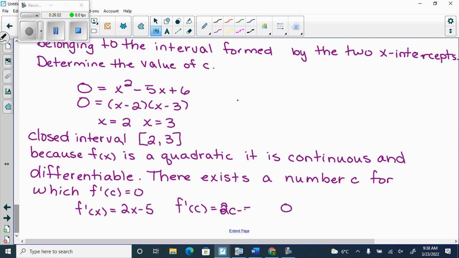Oh, goodness. That's kind of funky. 0 equals 2c minus 5. Add your 5 over. 5 equals 2c. c equals 5 over 2. Can you check this? Should you be able to walk away knowing if you're right or not? Yeah. Type the original in your calculator and look for the x value of the minimum, since this is concave up. Which is 2.5, so we know we're right.